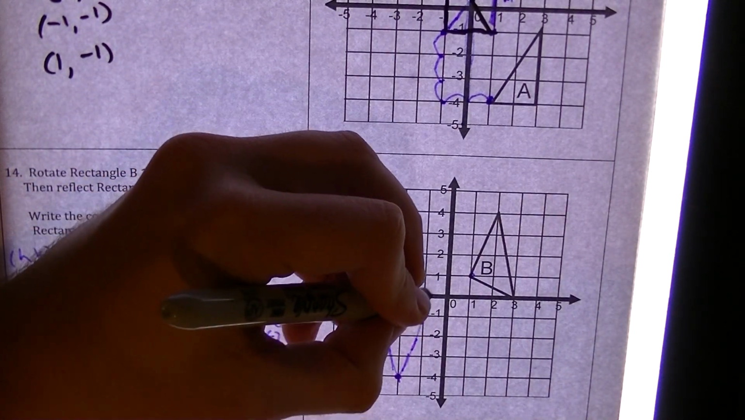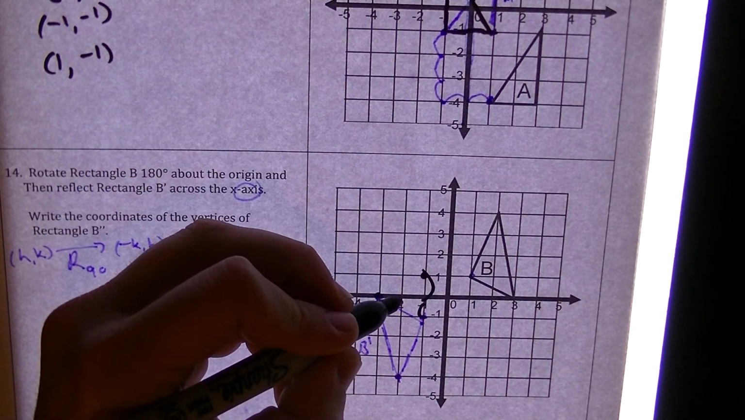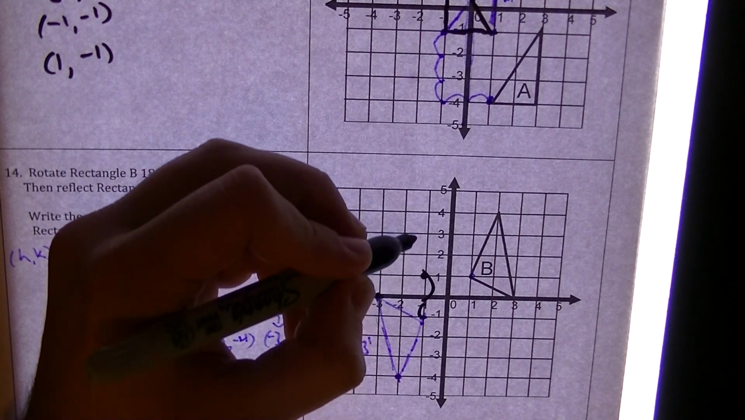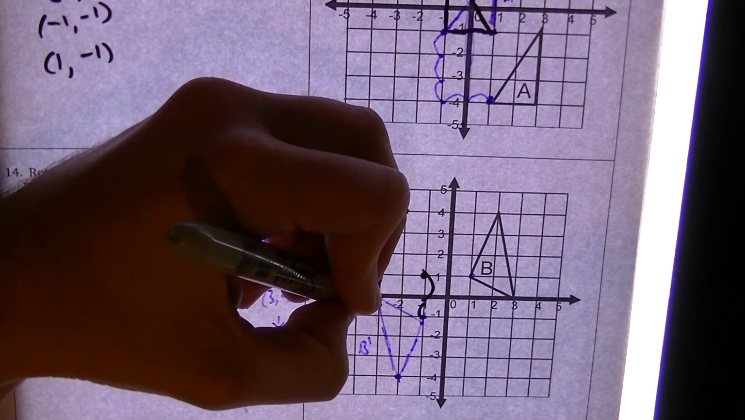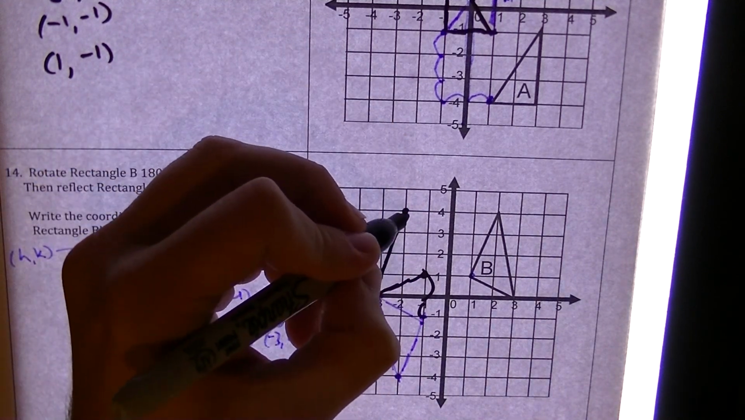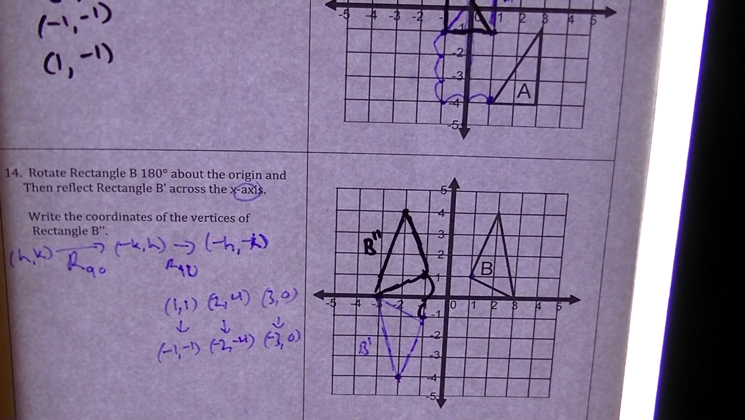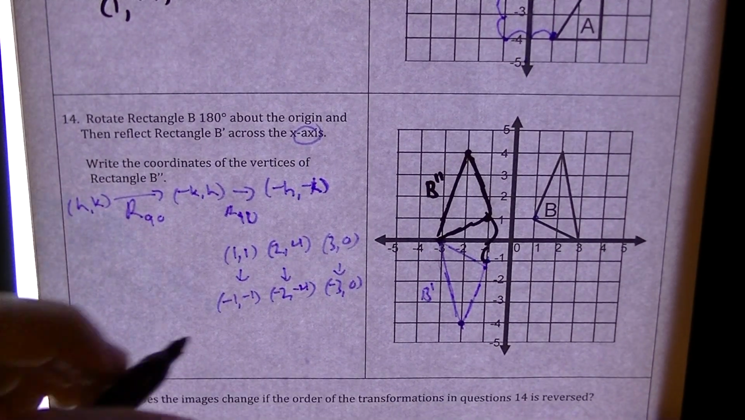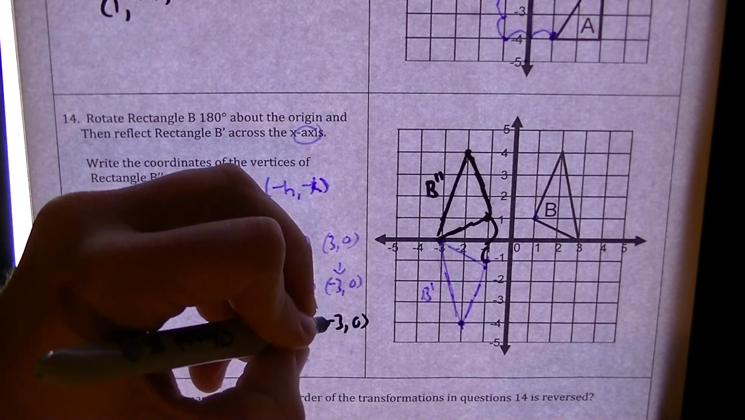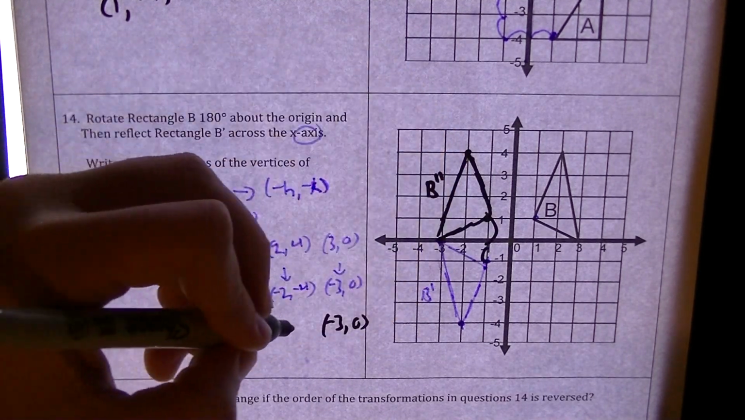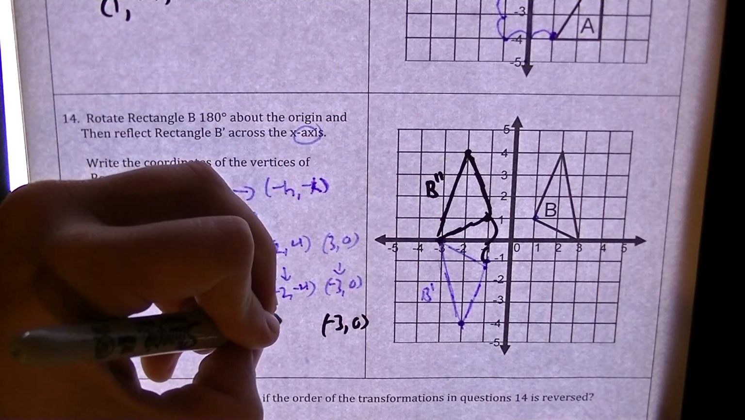I go 1 up, so 1 above the x-axis over here. This is at -4, so it's gonna go 4 to the line of reflection, and then 4 above the line of reflection. And here are the coordinates for my shape after that rotation and then reflection. This is B prime prime. And if we want to write the coordinates for that, those are the points -3, 0, -1, 1, and then -2, 4.